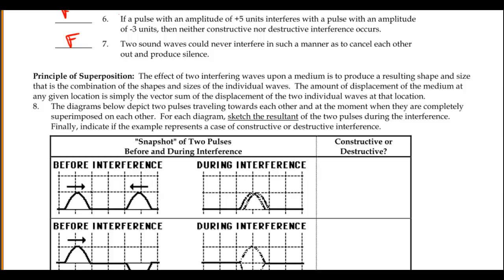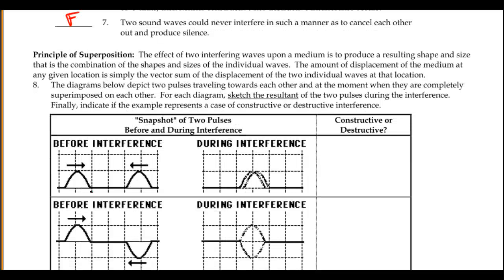Alright, so 4.5.5 says state the principle of superposition and explain what is meant by constructive and destructive interference. Well, here they are right here. The effect of two interfering waves upon a medium is to produce a resulting shape and size that is a combination of the shapes and sizes of the individual waves. So if those build to create a larger wave, then we say it's constructive interference. If they build to create a smaller or no wave, then we say it's destructive interference.